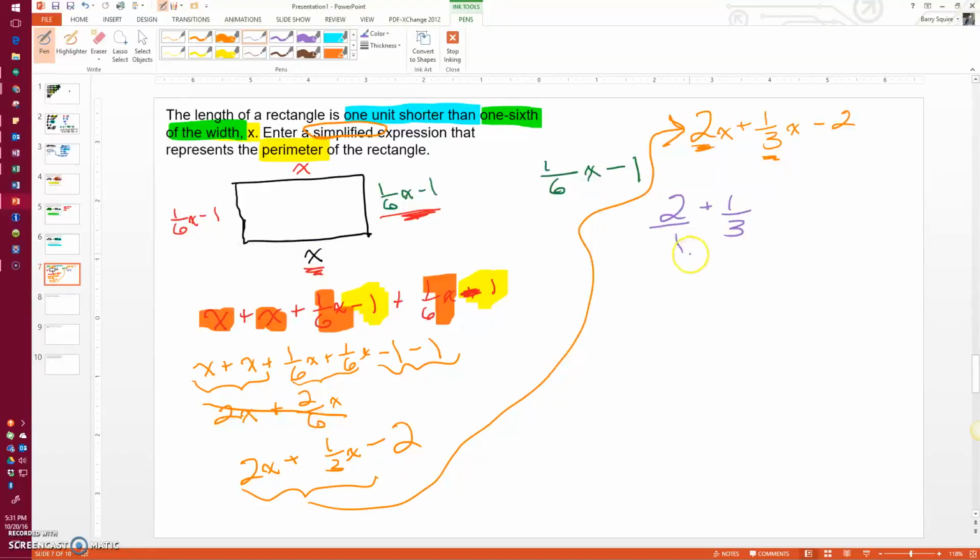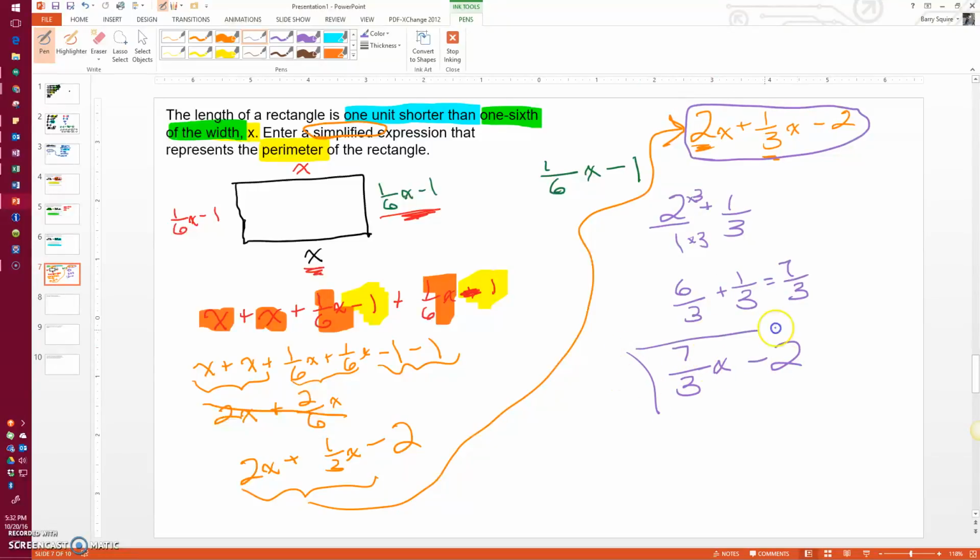So now we need a common denominator. Well, we can multiply this by 3 and multiply this by 3. Remember, whatever we do on the bottom, we have to do on the top. So we're going to get 6/3 plus 1/3. That's going to be 7/3. So now we go back into where we left off. Go back into here. And we're going to have 7/3 x minus 2. That is our simplified expression for the perimeter of this rectangle.